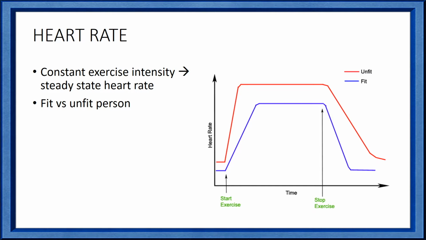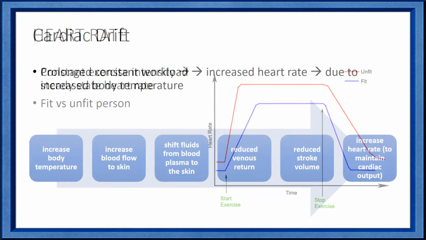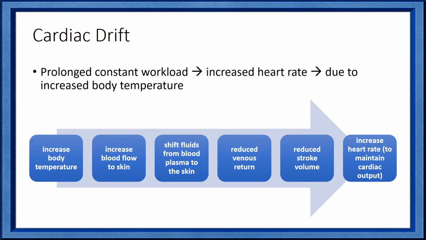Notice the different slope of heart rate increase with exercise intensity and the speed of heart rate recovery after exercise cessation in a fit and unfit person. However, when a person continues to exercise for a prolonged time at a constant workload and steady-state heart rate has been achieved, a further increase in heart rate will occur. This is known as cardiac drift.